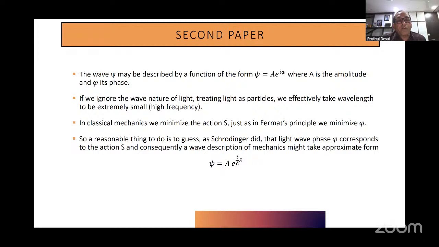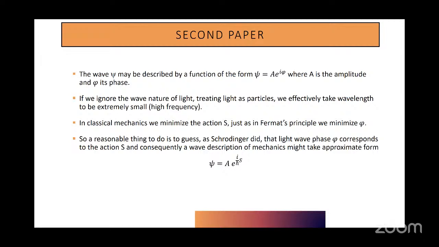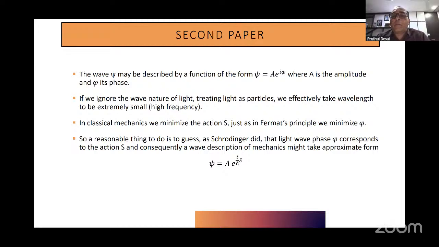Now, if we ignore the wave nature of light, treating it as particles, so if I take a particle view of this, then what I can say is the wavelength must be extremely small, or the frequency of these particles must be extremely high. Then psi will represent the wave part of the matter wave. So in classical mechanics, we minimize action just as Fermat's principle minimizes phi.